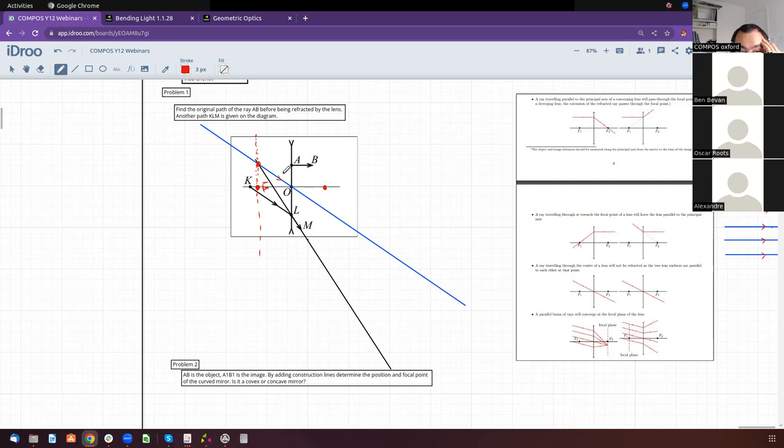And then this light ray is coming out parallel, and we know that a light ray going towards the focal point comes out parallel. So we can draw a beam that goes like this. The focal point needs to be fairly accurate. So we can draw like this. Therefore, this is your original ray. This is the ray that you were looking for.